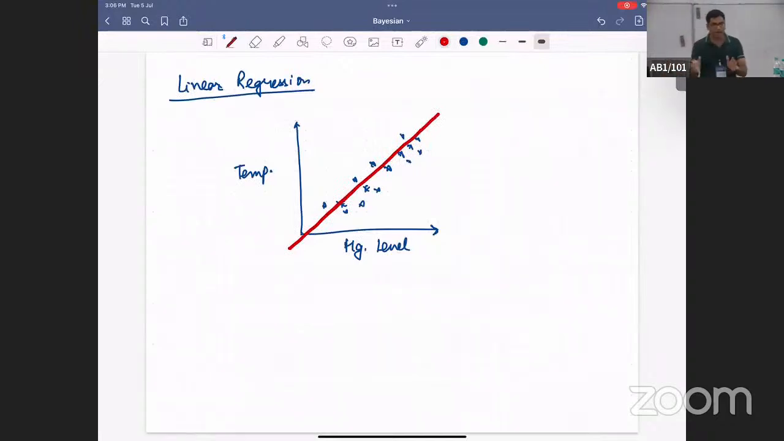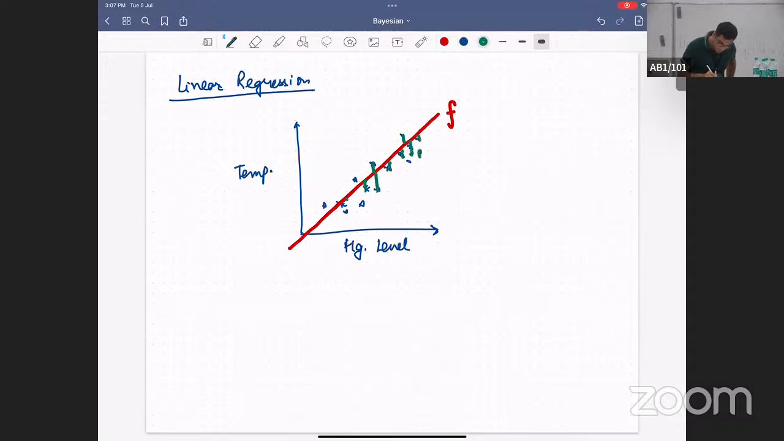Again, please don't look at when edgy level is negative and the temperature becomes negative. Let's not go into those zones. So this particular thing, I'm going to be calling F from now on. This is the true functional relationship between temperature and the mercury level, right? And then I have certain deviations around that F.